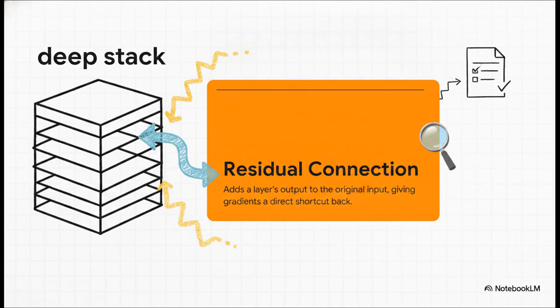To make that incredibly deep stack of layers trainable, the architecture uses something called an add step around each sublayer. This is a residual connection. A residual connection means you're adding a sublayer's newly calculated output directly to the original input rather than just replacing it. Think of it like editing a document with track changes turned on. The original text survives, and the layer just contributes a small edit. Crucially, this gives gradients, which are the signals used to update the model during training, a direct shortcut path backwards, and that prevents them from vanishing as they travel through the deep neural network.